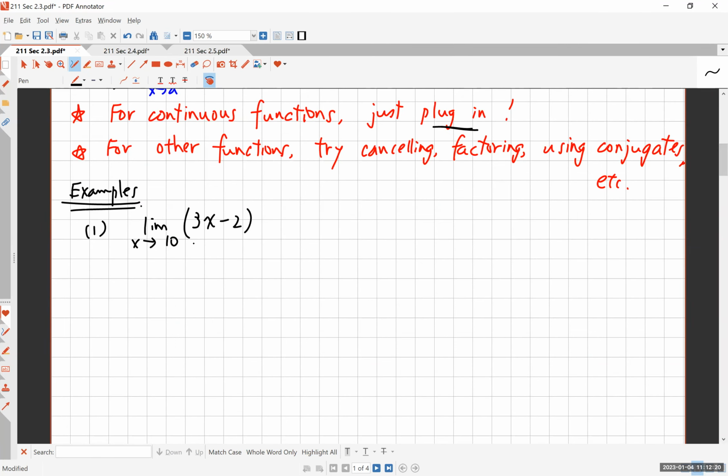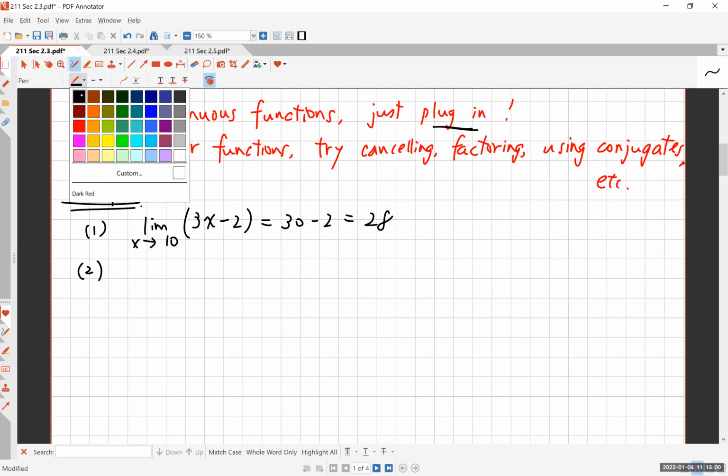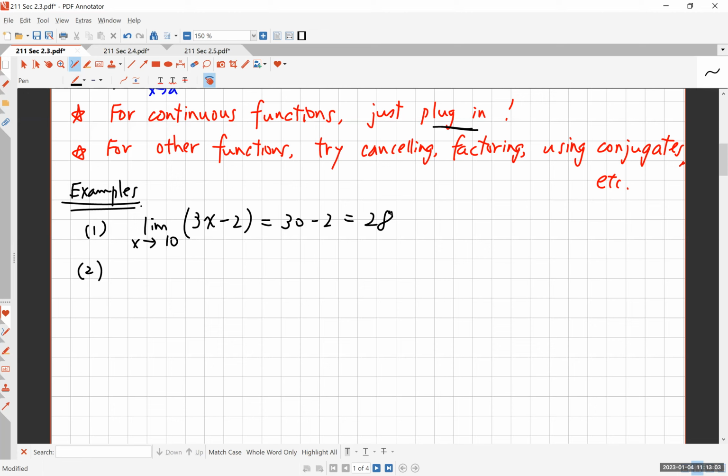Technically speaking, if you are using the theorems that we just learned, you can write this as the limit of 3x minus the limit of 2. And of course, the limit of a constant is a constant, and 3 can be moved up in front. So this will be 3 times the limit of x, and so on. But you don't really have to show it step by step like that. All you have to do is plug in 10 for x, and that's 30 minus 2, that's 28. So if you have a polynomial or anything that you can plug in, that would be the solution in most of these cases, unless you have a 0 denominator or something like that.